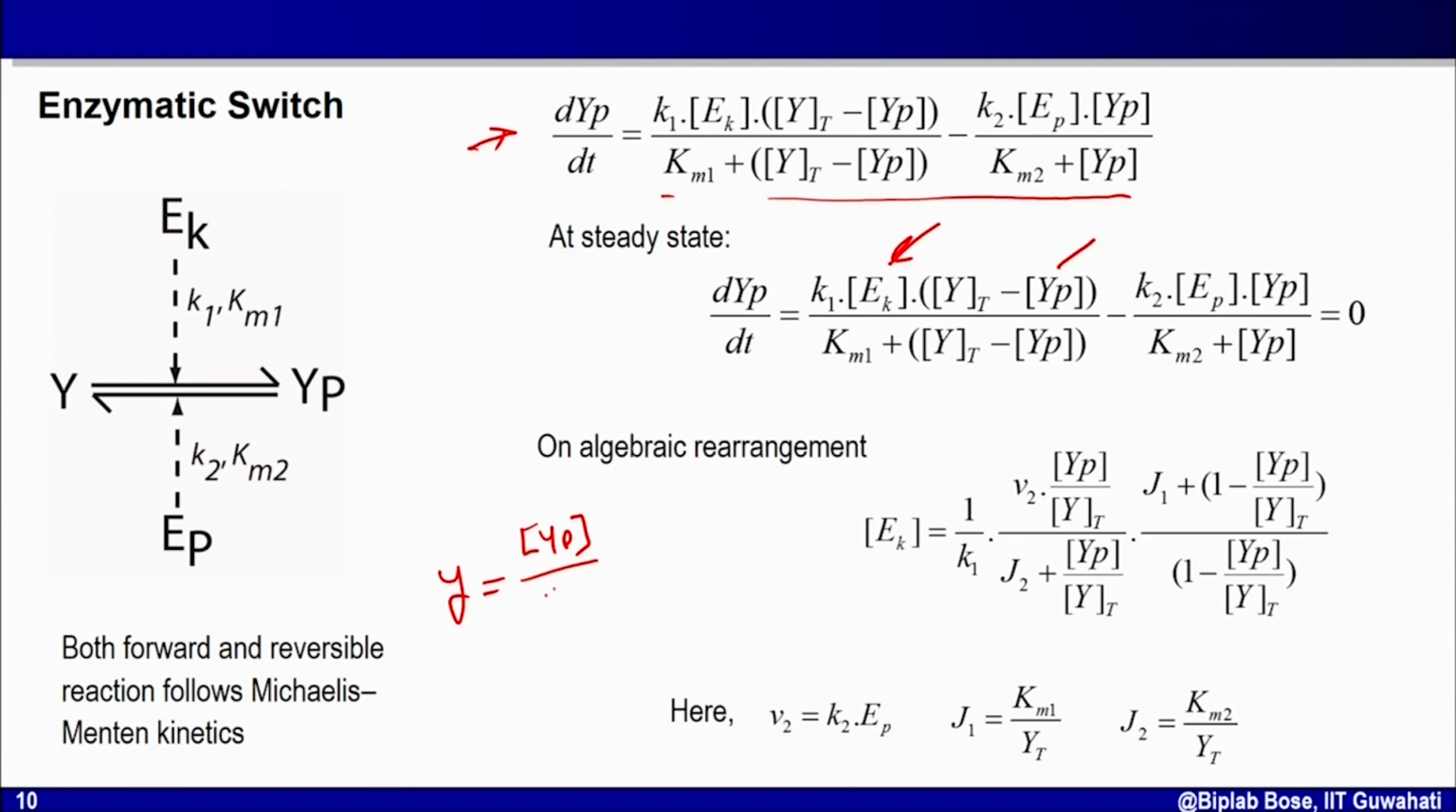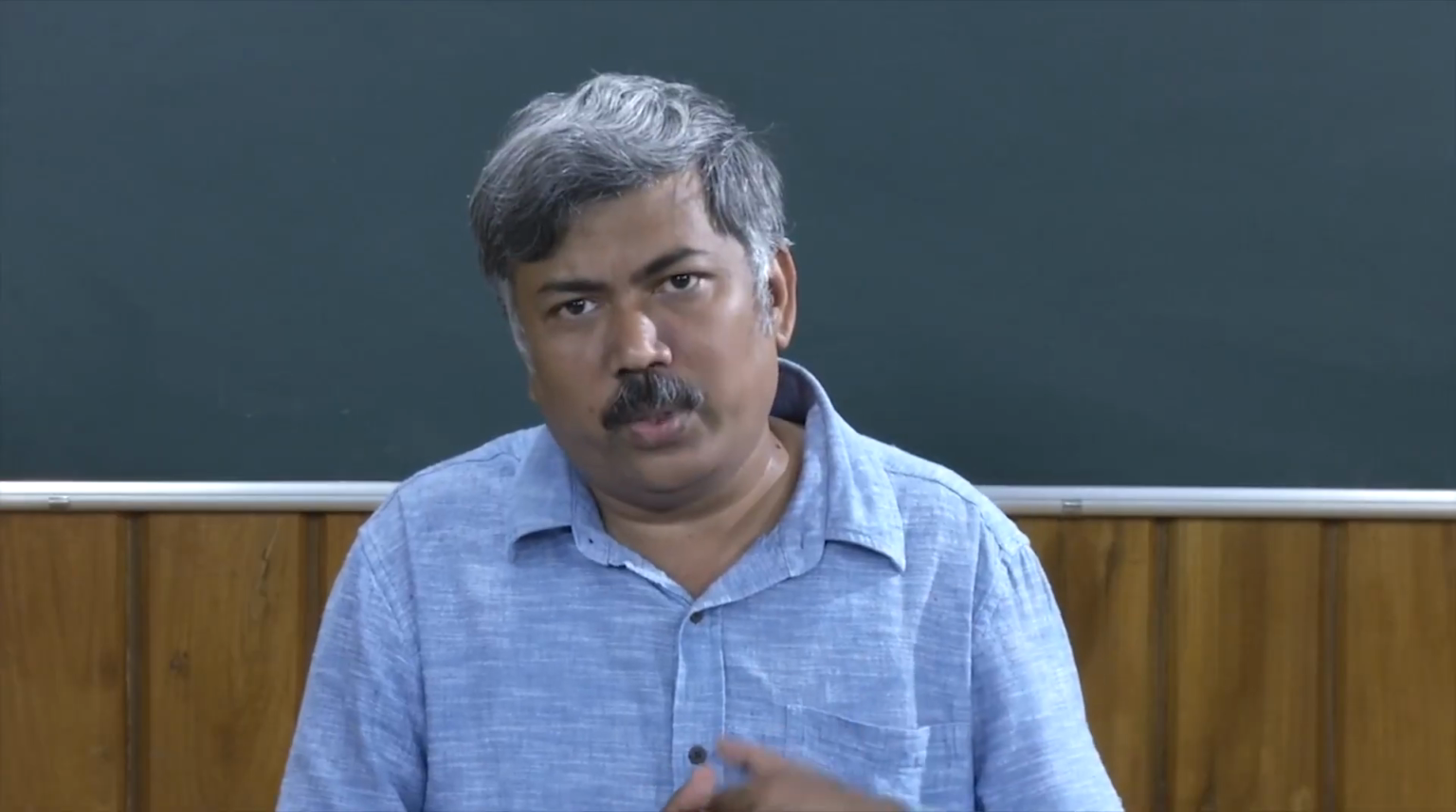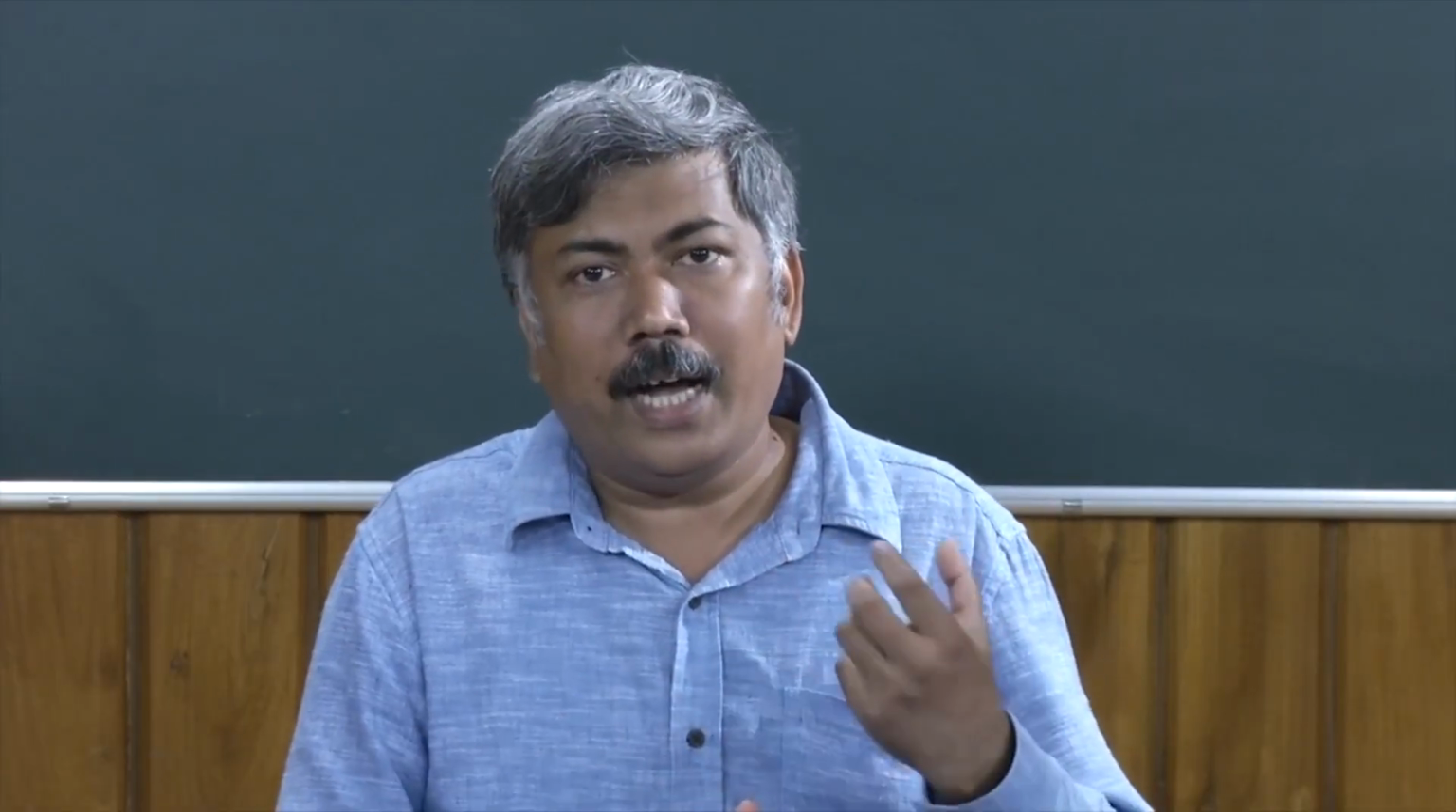So Yp divided by Yt is nothing but the fraction of Y which is phosphorylated. And in fact, a biologist can measure this, that is Yp by Yt, the fraction of the total protein Y which is phosphorylated, by different assays. For example, Western blot, by ELISA, I can actually measure not the total or real number of protein which is phosphorylated, but I can measure the fraction of the total protein which is phosphorylated.